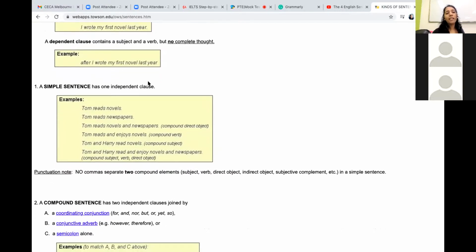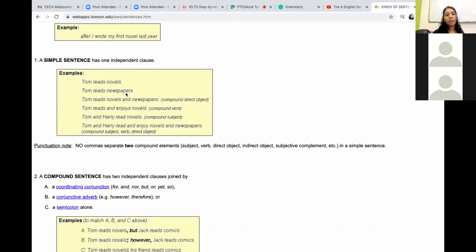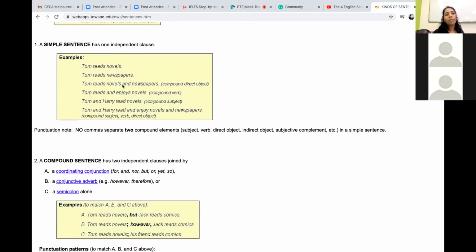Okay, so a simple sentence is the first sentence type that you should know. It has one independent clause. Tom reads novels. So the subject is Tom, reads is the verb, and novels is the object. Tom reads newspapers. Now, it might have more than one object, and in such cases, this is called a compound object. So Tom reads novels and newspapers. So there's more than one object. Tom reads and enjoys novels. So there is more than one verb here. So anything that adds to the object or adds to the verb is called a compound object or compound verb.